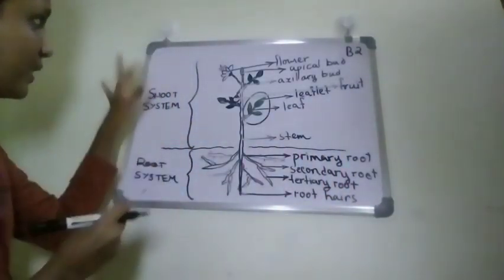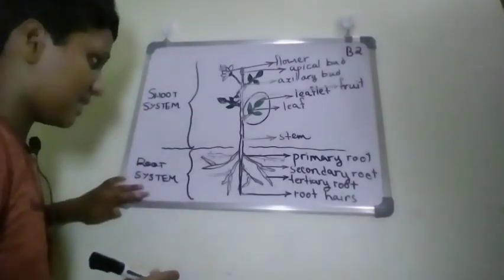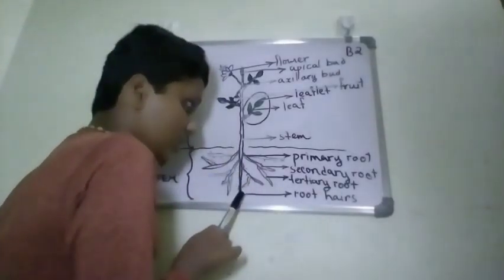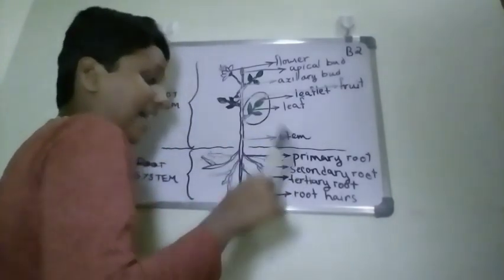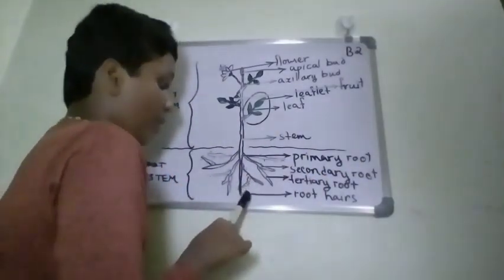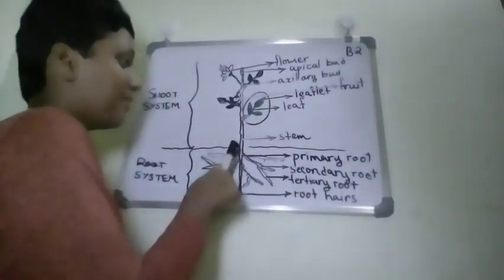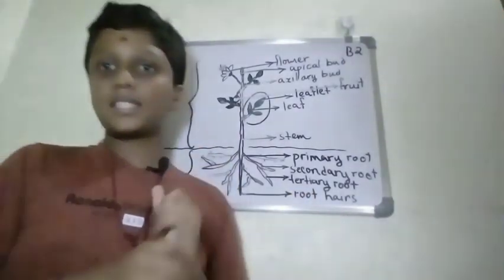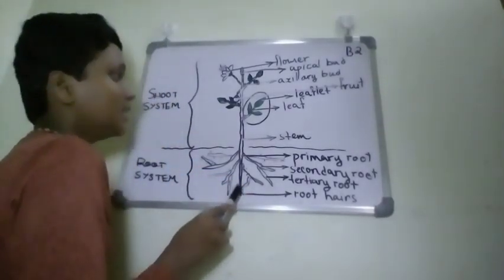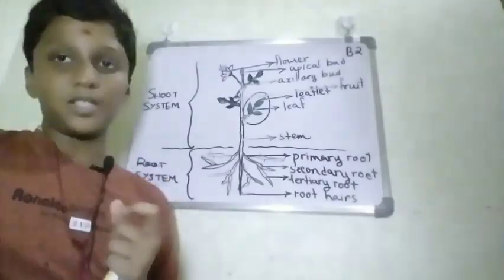So now we have looked at the shoot system as well. This is the shoot system and the root system. In the taproot system, we have the primary root from which the secondary roots arise, and the tertiary roots arise from the secondary roots. We have hairs on roots called root hairs. The stem in the shoot system has the transportive function of transporting water from the roots to the leaves and food from the leaves to other parts of the plant.